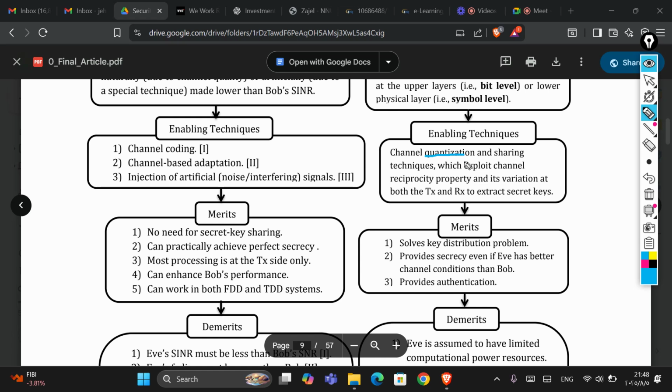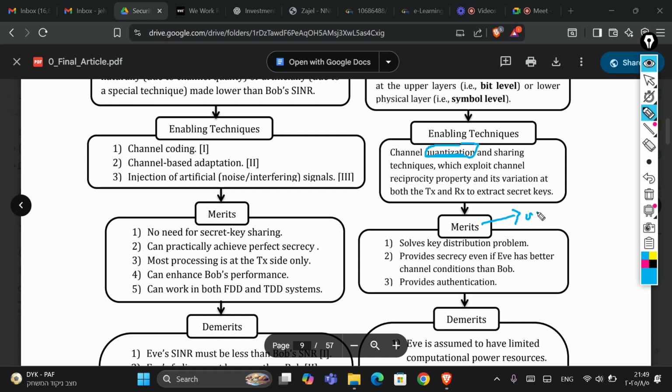But once you understand the meaning of each of these new terms, you will be able to link them and visualize them in your mind. So this is quantization. What we explained just now is quantization. Now let's discuss the merits, the advantages of this kind of approach. The first one: it solves key distribution problems.